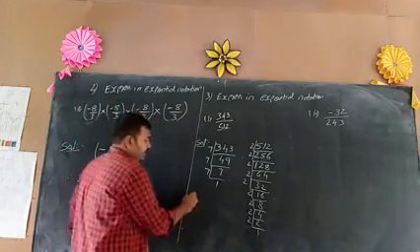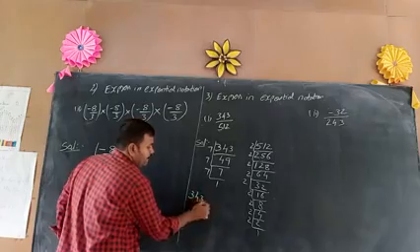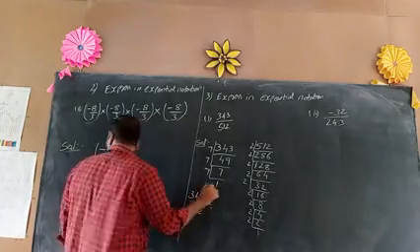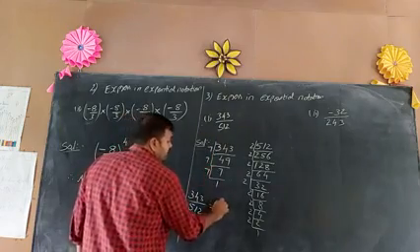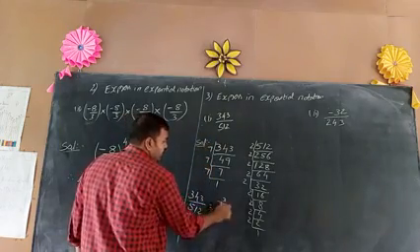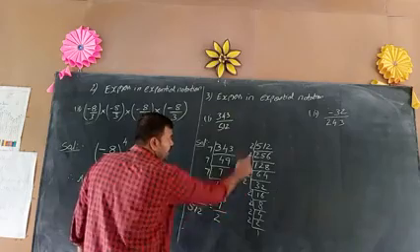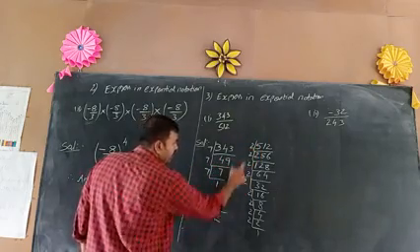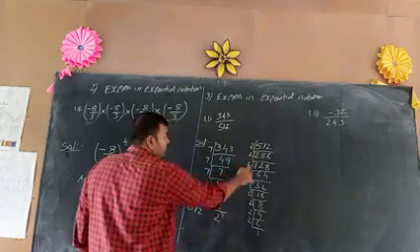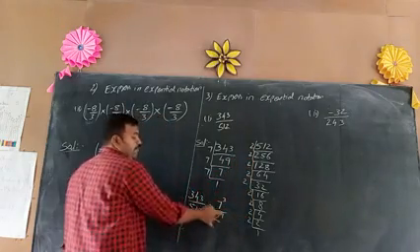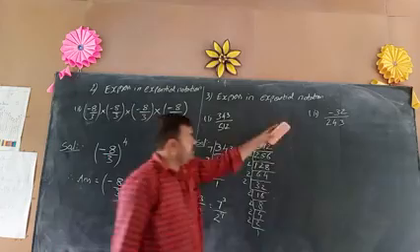Once again, this 343 by 512. 343 is 7 times 7 times 7, that is 3 times. 512 is by the 2 table. How many times? 9 times: 1, 2, 3, 4, 5, 6, 7, 8, 9. So 2 came 9 times, 7 came 3 times. Write down this sum here.